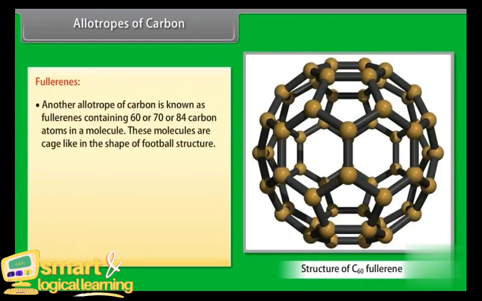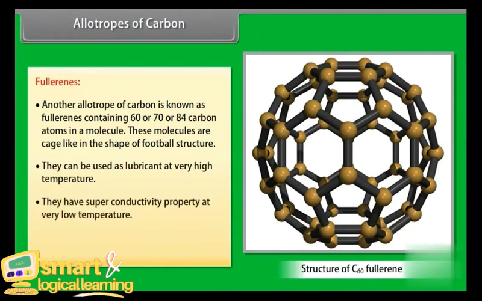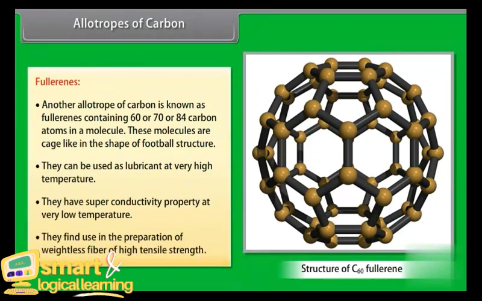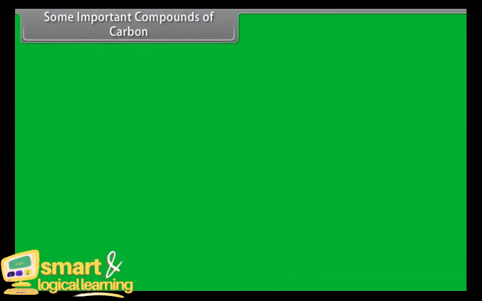Fullerenes. Another allotrope of carbon is known as fullerenes, containing 60 or 70 or 84 carbon atoms in a molecule. These molecules are cage-like, in the shape of a football structure. They can be used as lubricant at very high temperature. They have superconductivity property at very low temperature. They find use in the preparation of weightless fiber of high tensile strength.